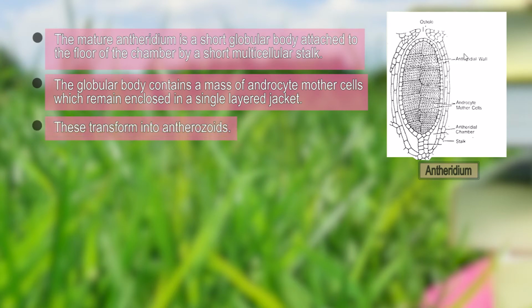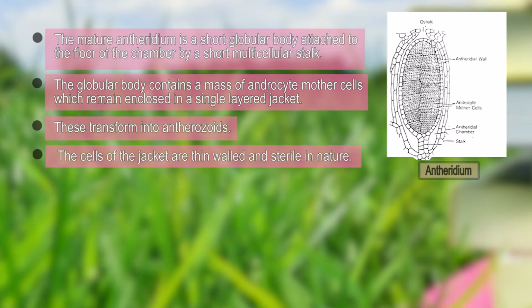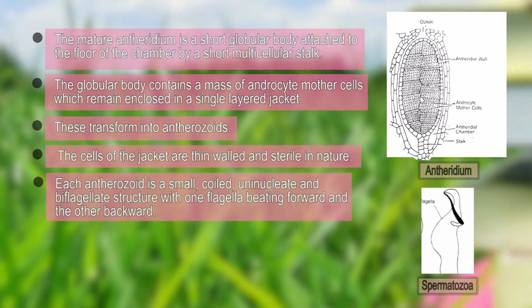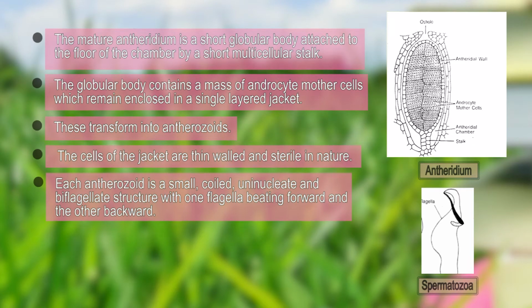These androcytes transform into antherozoites. The cells of the jacket are thin-walled and sterile in nature. Each antherozoid is a small, coiled, uninucleate and biflagellate structure with one flagellum beating forward and another flagellum beating backward.